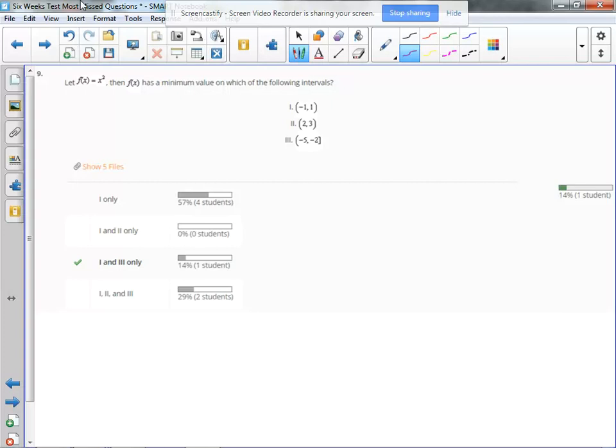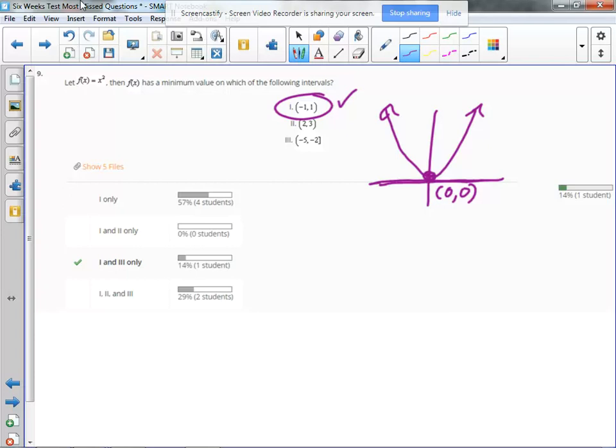But let's look at this. X squared is a really easy function, right? Let's just look at it. X squared. We know that that's what it looks like. It goes through the origin, 0 is 0. We know that that's the minimum of the function. That's the absolute minimum. So it most definitely has a minimum on the interval from -1 to 1.